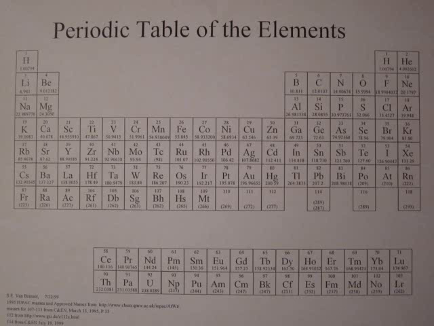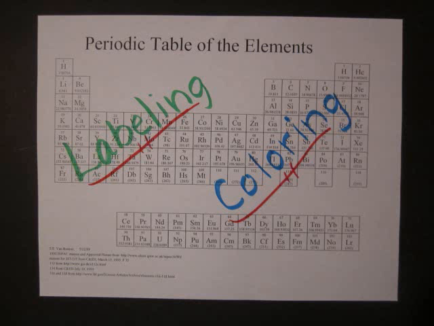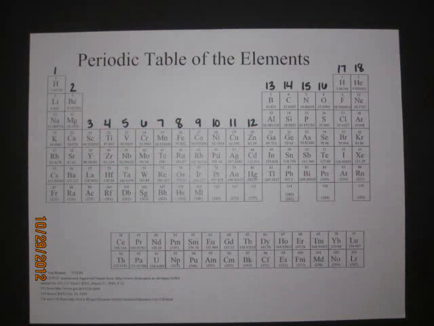Today, you will discover various parts to the periodic table by labeling and coloring your periodic table. Remember, you can pause the video if you need more time to color your periodic table. The first thing you want to do is number your groups, or your vertical columns, 1 through 18. Each group has elements containing similar properties.